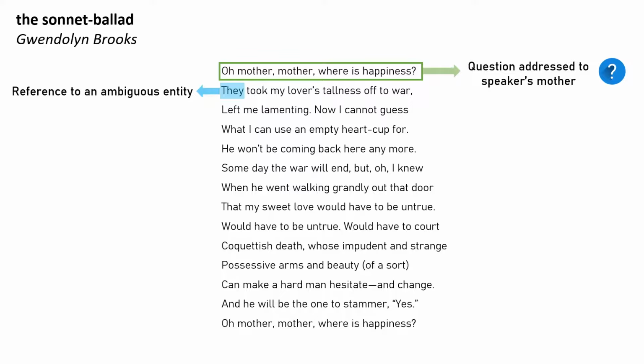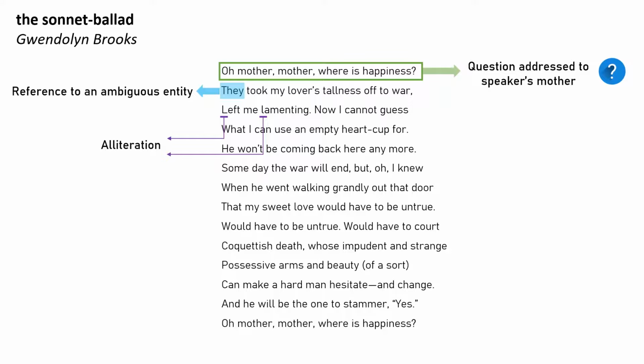But this word choice suggests that some sort of larger force is taking the lover away, and maybe he doesn't know exactly what he's getting into. The next line includes alliteration, since the words "left" and "lamenting" both start with the consonant L. These liquid consonants create a languishing effect, implying that the speaker is spiraling into despair.